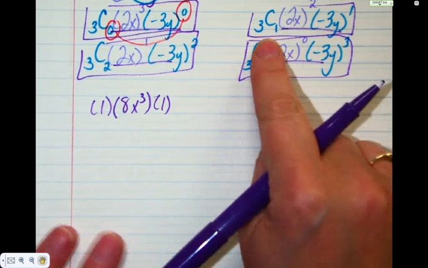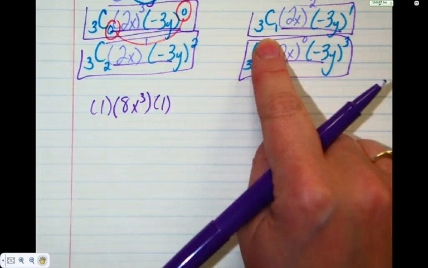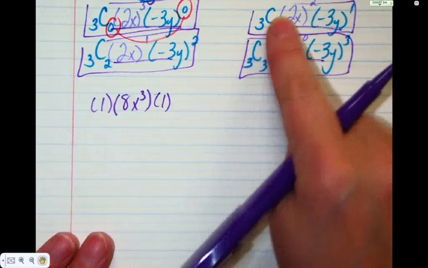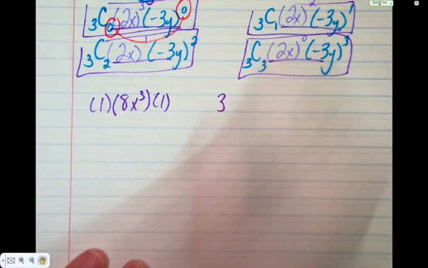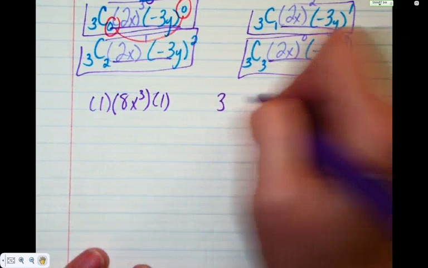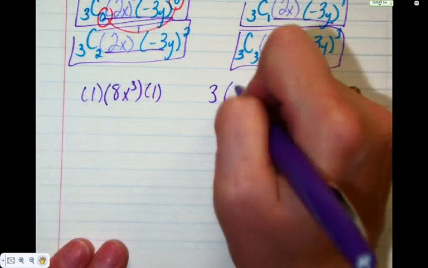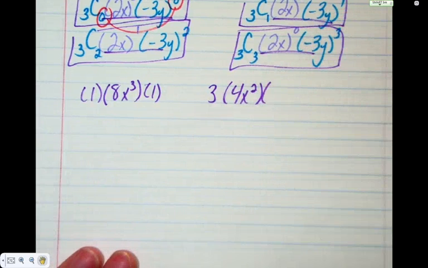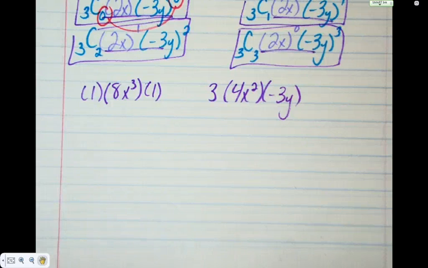The second term, 3C1, that was also one of the patterns we looked at. An nC1 is always going to be, no, because this one was 1. An nC1 is n, which in this case is 3. 2x squared, 4x squared, and a negative 3y to the 1, negative 3y. And I'll simplify all that up in the next step. I'm just doing the 3 pieces right now.